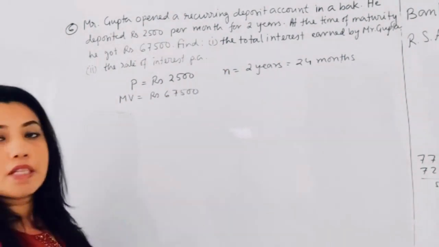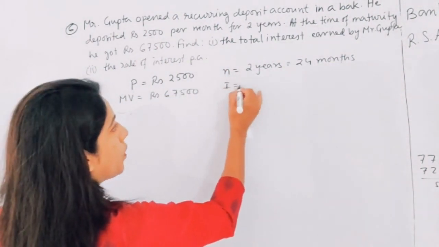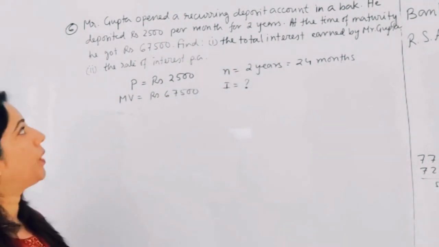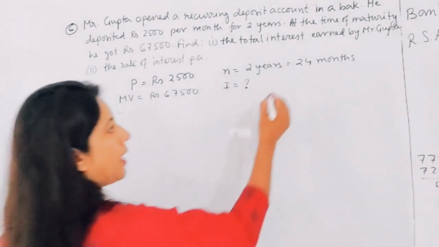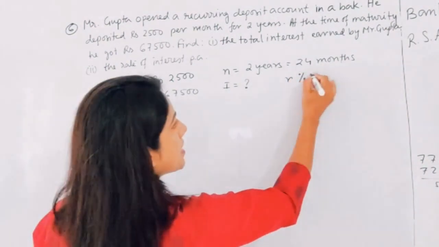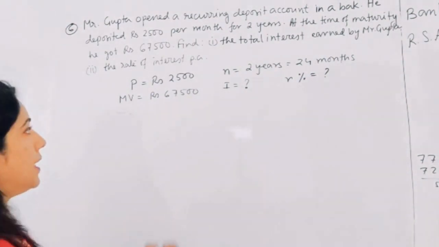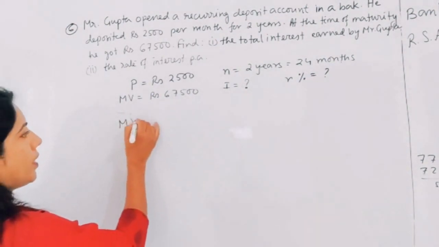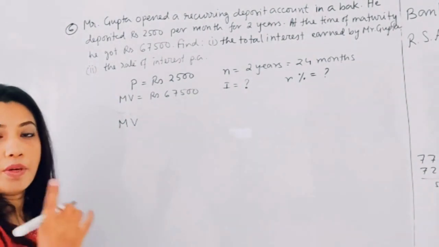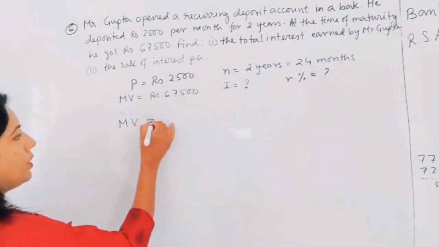Find the total interest earned. So you have to find out the total interest earned by Mr. Gupta and the rate of interest per annum. So that is R percentage. These two things we need to find out. So let us start. As it is, you can pause the video and do the question on your own.